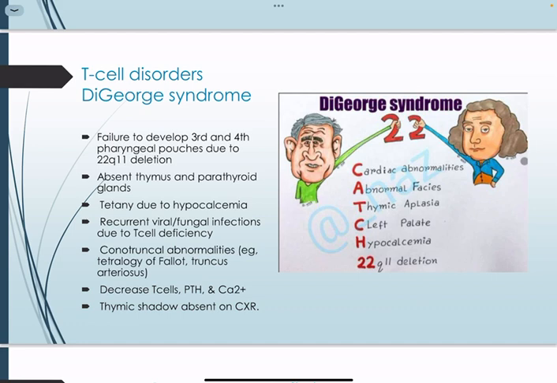Okay, so just to remember, this graph showing George Bush and George Washington, so die George. So 22, there's a microdeletion of chromosome 22. So remember CATCH 22, DiGeorge CATCH 22. C stands for cardiac abnormalities like truncus arteriosus and tetralogy of Fallot. A, abnormal faces, and we say abnormal core facial features. T, thymic aplasia or hypoplasia. Cleft palate, many of them do have cleft palate, others are just fine. Hypocalcemia in different degrees, and as we say, chromosome 22, q11 microdeletion.